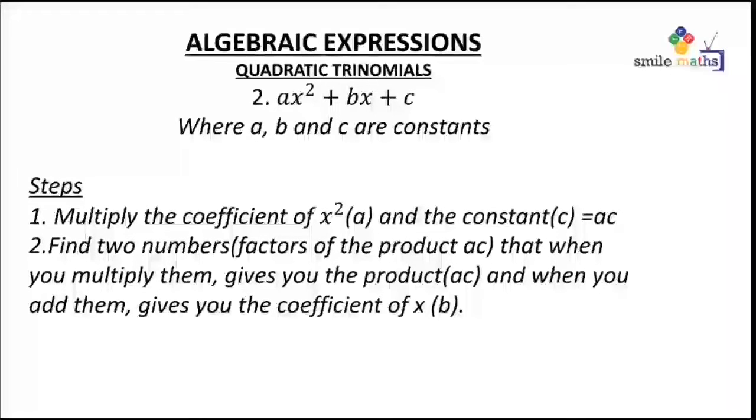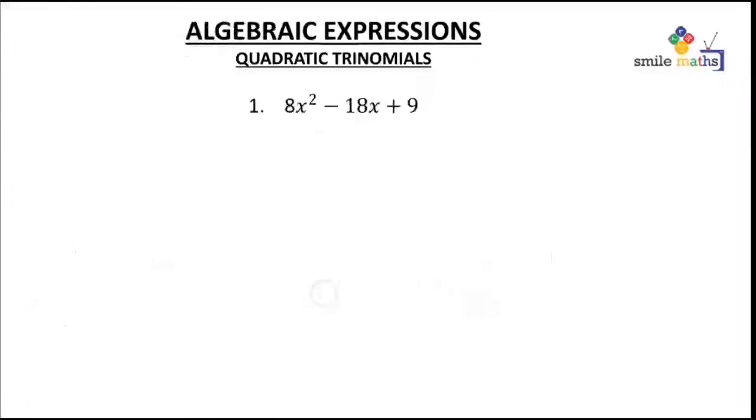The one we multiplied. And with those two factors, when we multiply them, we should get a product. And when we add them, it should still give us the coefficient of x, which is b. Then after that, we factorize. Let's have an example. Our first step over here is that we are going to multiply 8 by 9.